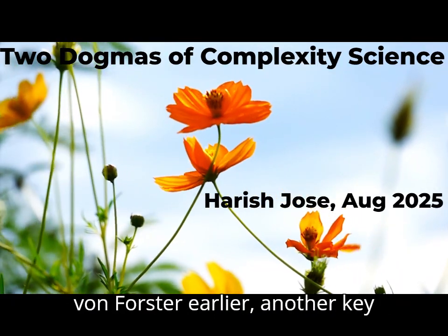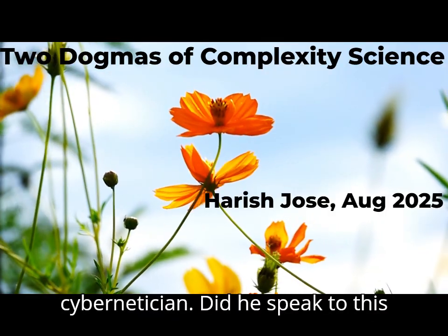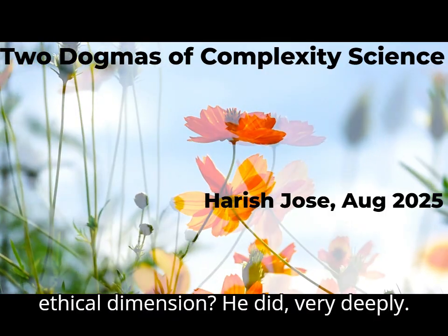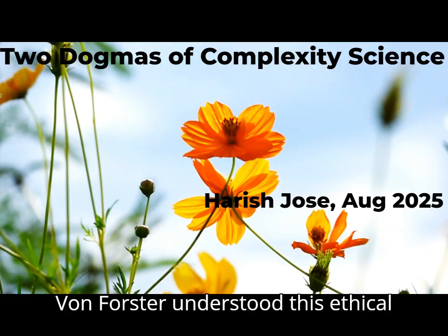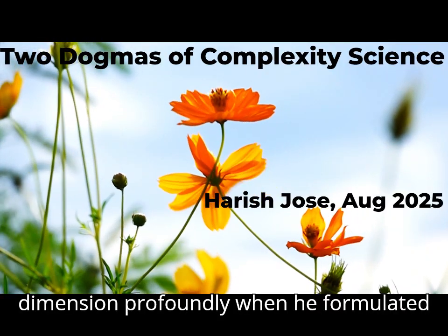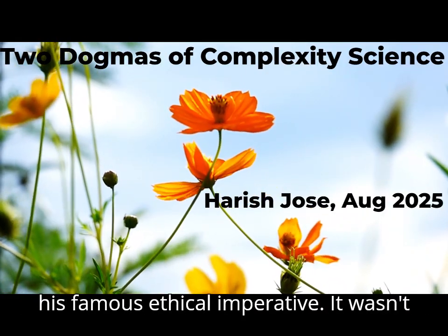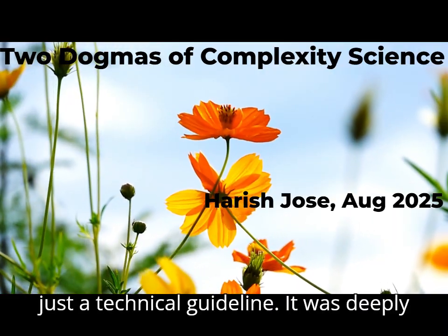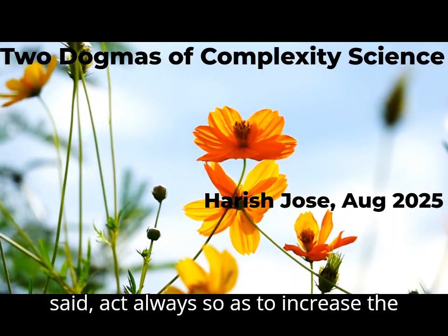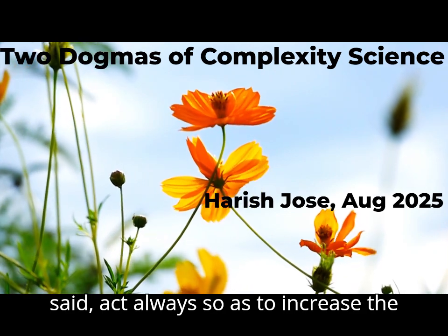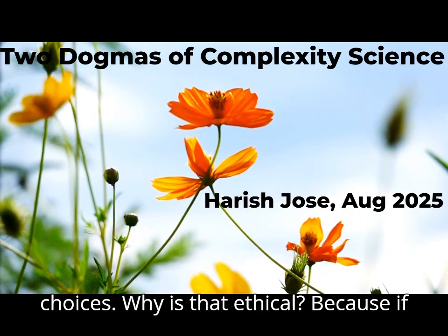You mentioned Heinz von Foerster earlier, another key cybernetician. Did he speak to this ethical dimension? He did, very deeply. Von Foerster understood this ethical dimension profoundly when he formulated his famous ethical imperative. It wasn't just a technical guideline, it was deeply ethical. What was the imperative? He said, act always so as to increase the number of choices. Increase the number of choices. Why is that ethical?